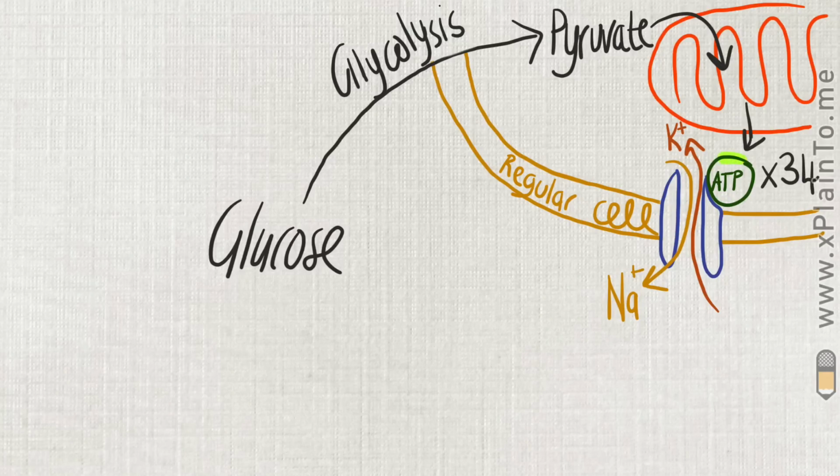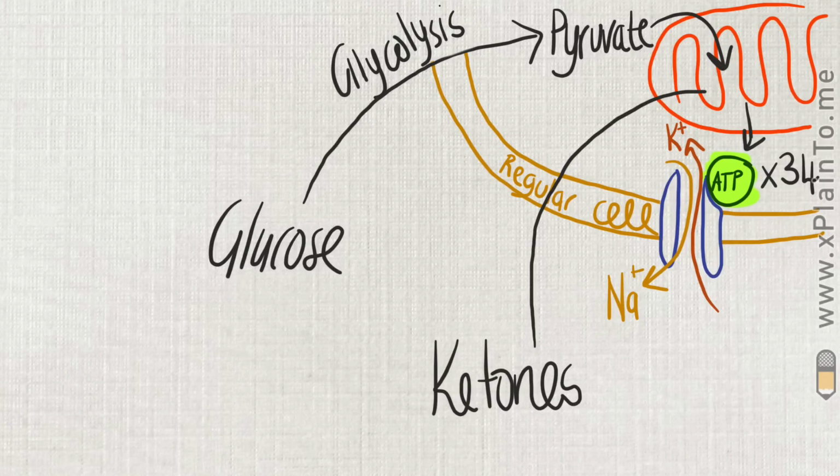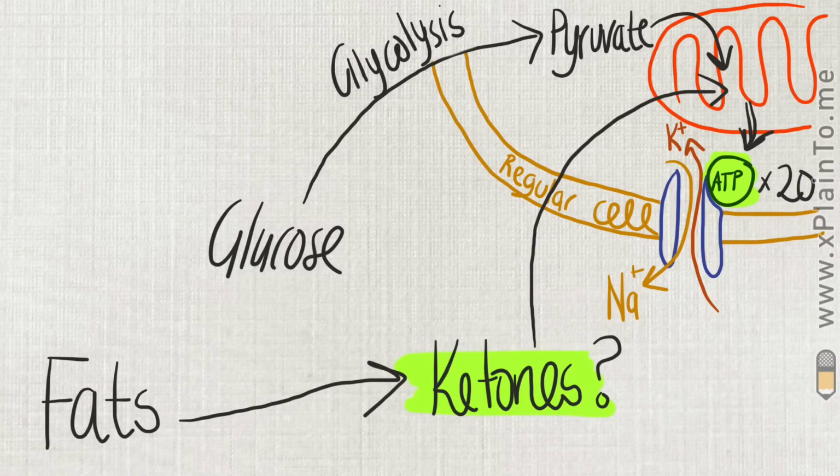ATP. Other than glucose, are there any other molecules that can be turned into ATP? Yes, ketones. Ketones can enter the mitochondria and be turned into approximately 20 units of ATP. Where do ketones come from? From fat breakdown. Let's summarise the molecules involved in energy regulation.